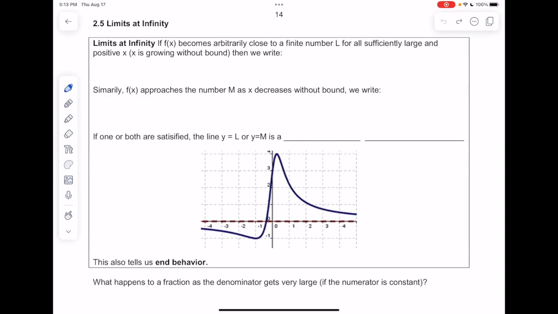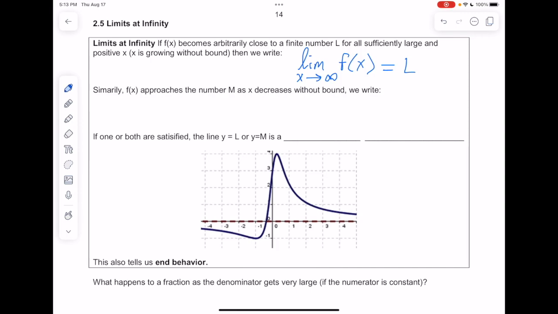So there was the definition. Kind of hard to follow that, I think. But what we're saying when x is growing without bound, we want to look at the limit as x is going towards infinity. And then we want to see what's happening to the y value of that function. And if it's settling down to some fixed number L, the further we go out or the bigger x gets, then we say that that is the limit as x goes to infinity.